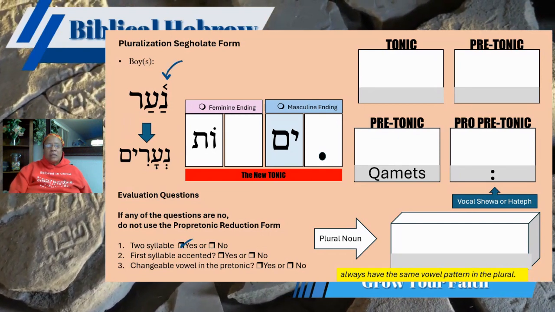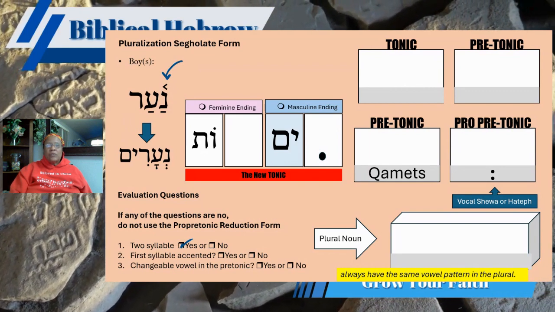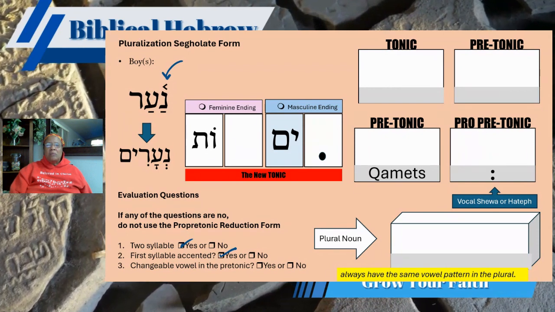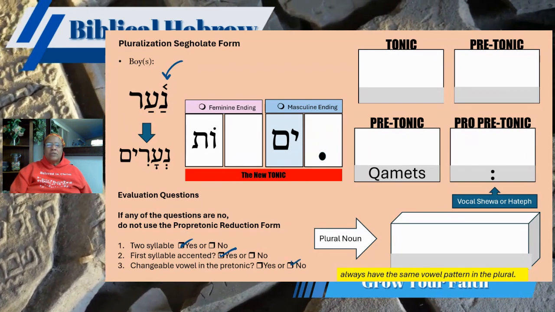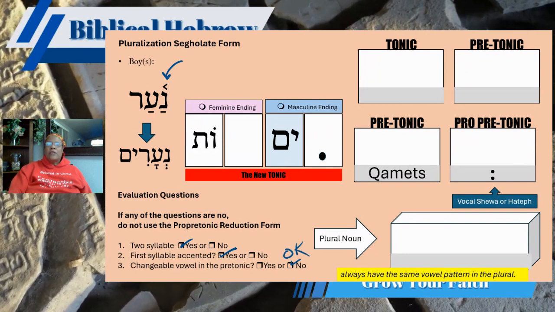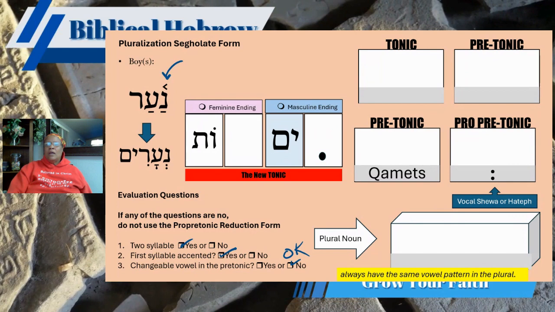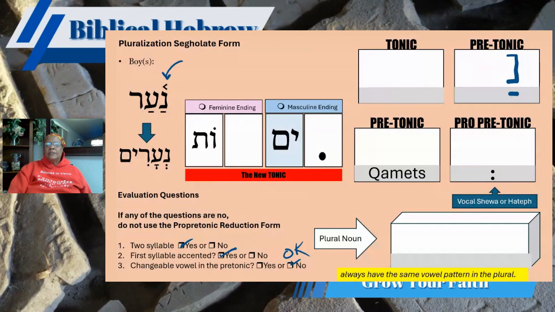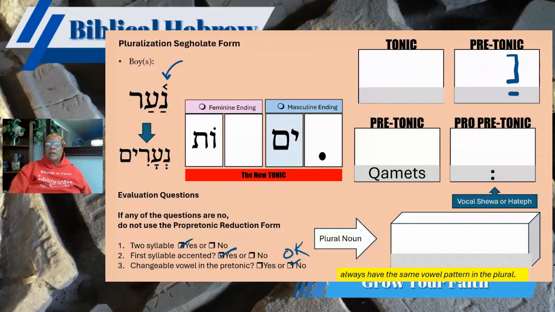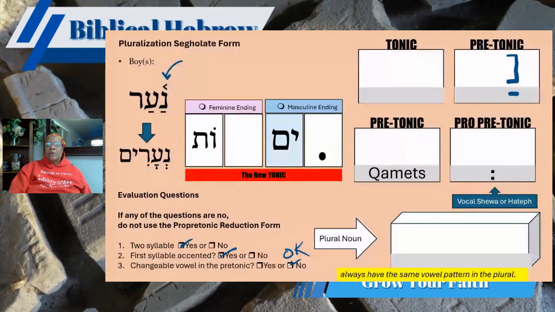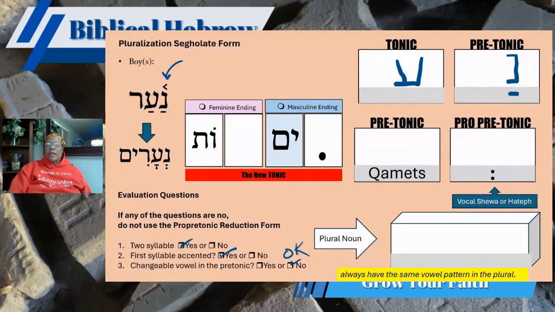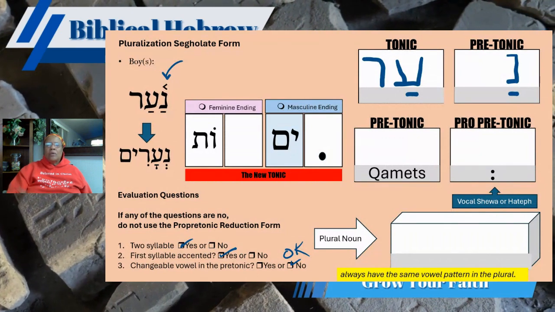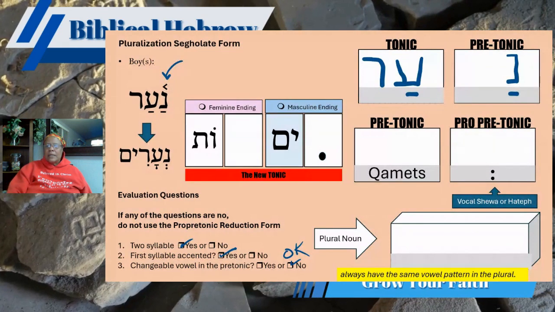So is it two syllables? Yes. Is it a first syllable accent? Yes. Is the changeable vowel in the pretonic? No, but that's okay. All right. So here we go. Writing the noon with a patach in the pretonic, and then the ayin, a silent guttural, with a patach, followed by a resh, another kind of guttural, right? It's looped in with the gutturals, but it's not technically a guttural.